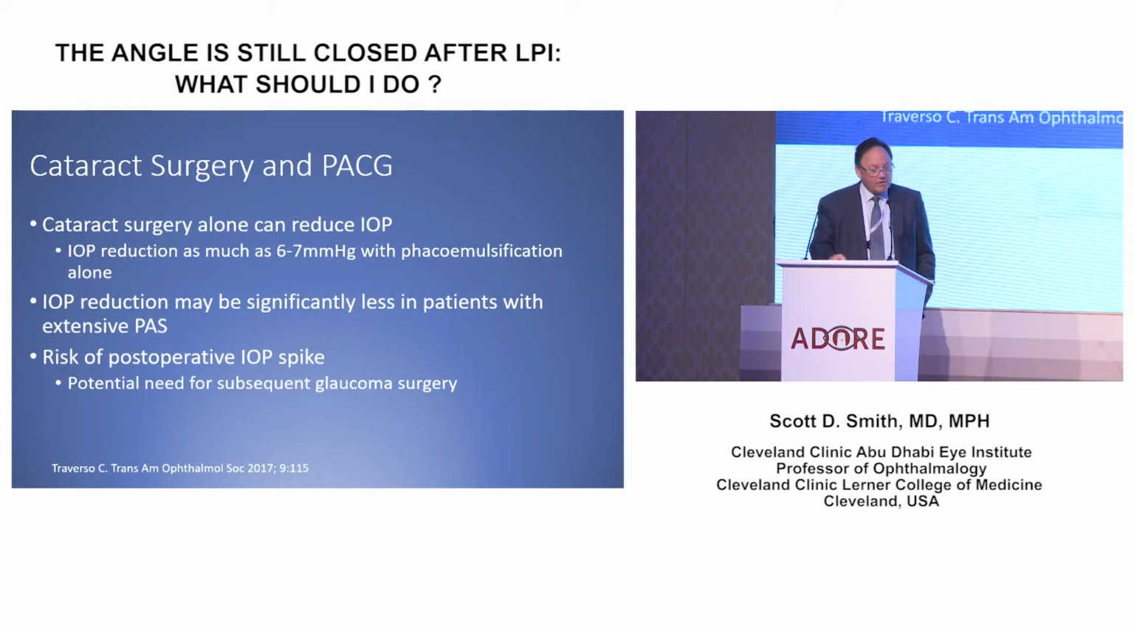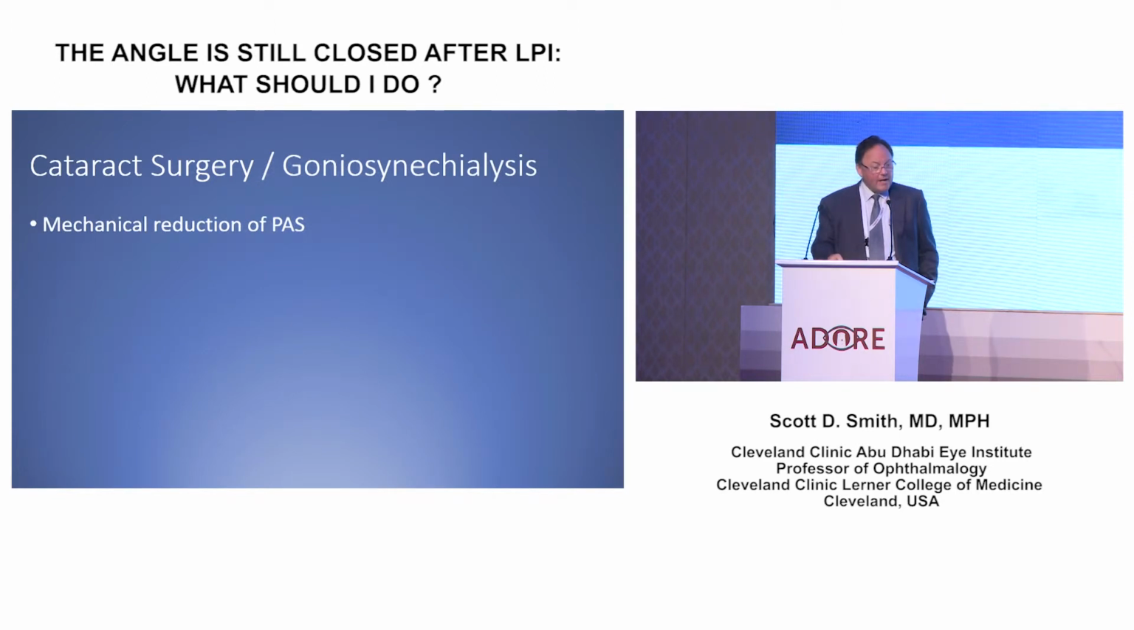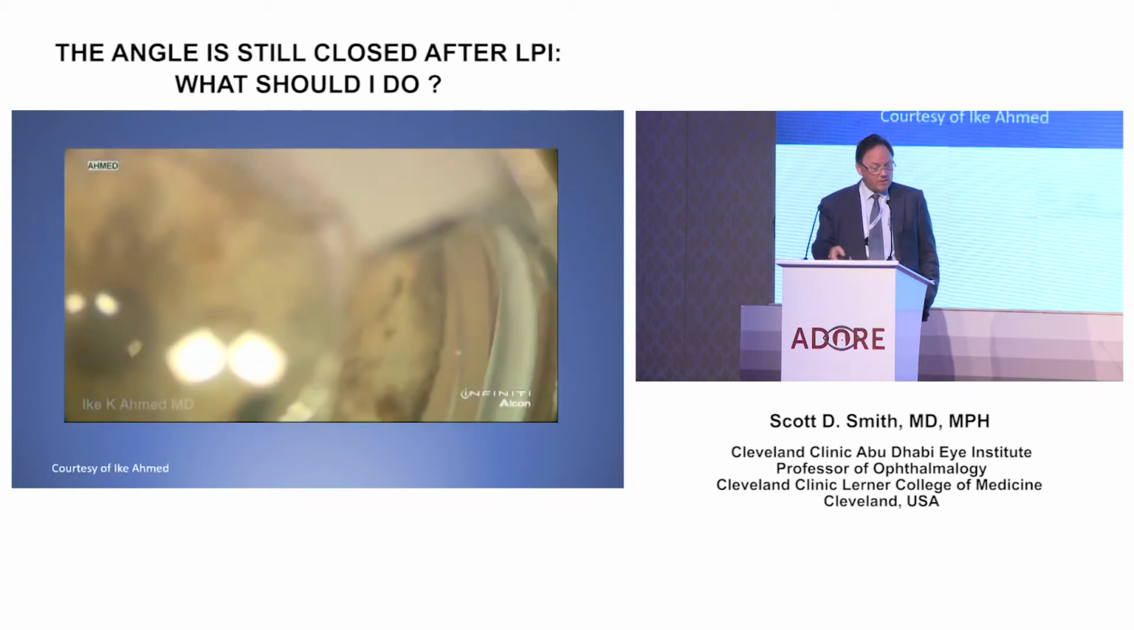Now, if we have a patient that has increased angle depth a little bit, but still has peripheral anterior synechia, how can we open the angle further? Cataract surgery alone is known to reduce IOP in all patients, and in patients with angle closure, it can reduce even more. It's been shown to decrease by as much as 7 millimeters of mercury alone. And so cataract surgery can be a way of opening the angle. But if a patient has extensive peripheral anterior synechia, then the pressure may not come down. So mechanical reduction of the synechia with goniosynechial lysis during cataract surgery can be beneficial.